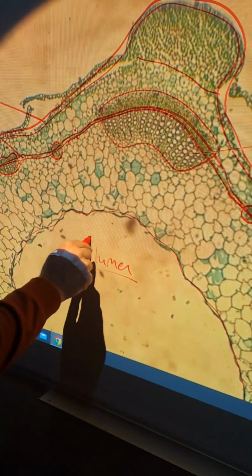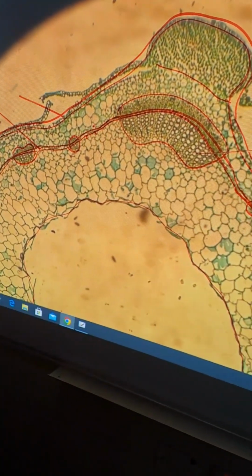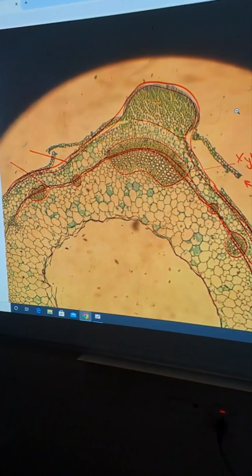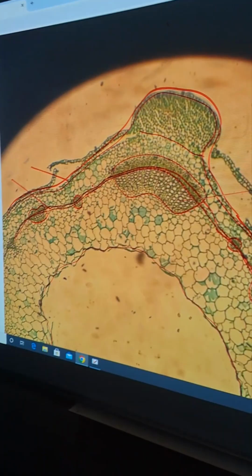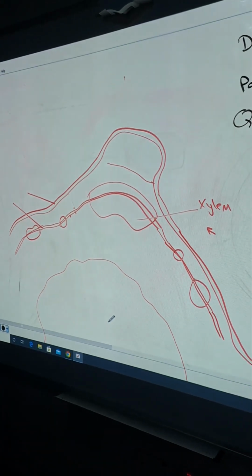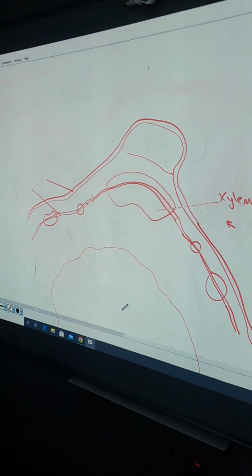So this part right here is basically a lumen, and you cannot draw a lumen, it's only an air space. So this is how the drawing is going to look. I'll show it on the whiteboard so I can show how to draw. So this is basically how your drawing is going to look. It is the quarter of the specimen.